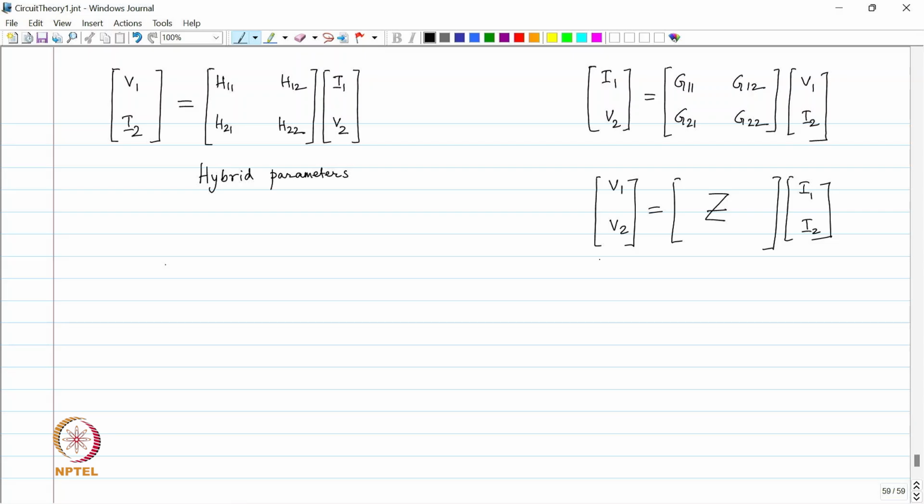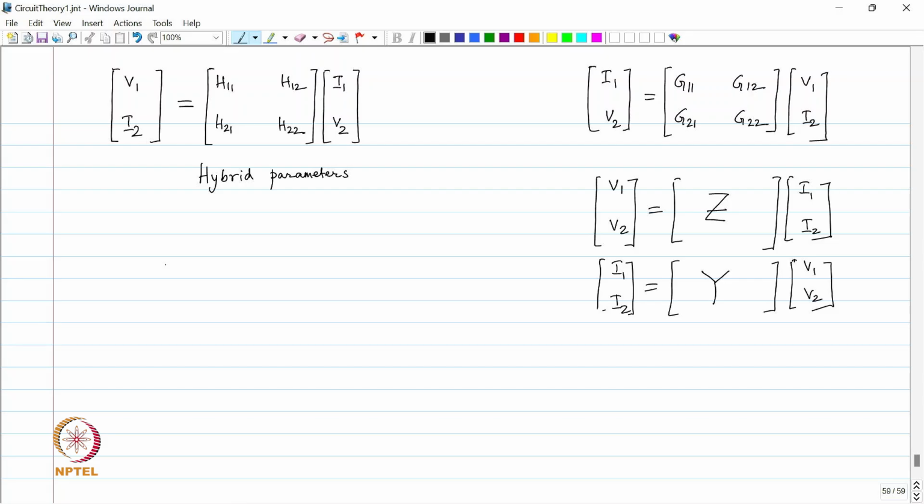Okay. Similarly, it is easy to figure out the situation if this is I1 I2 equal to something times V1 V2. Okay. What is this matrix called? Y. Fine, it is very clear what these are. Okay. What is not clear is what we call V1 I2 equal to something times I1 V2, is it H or is it G, right, that is what is not clear.